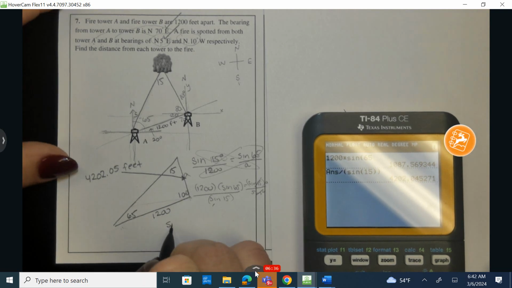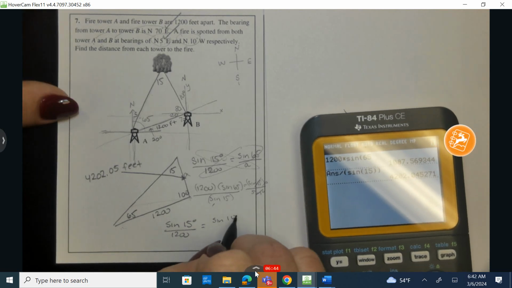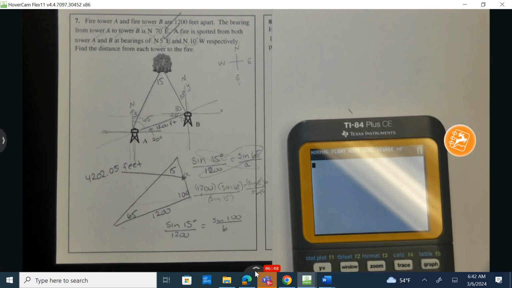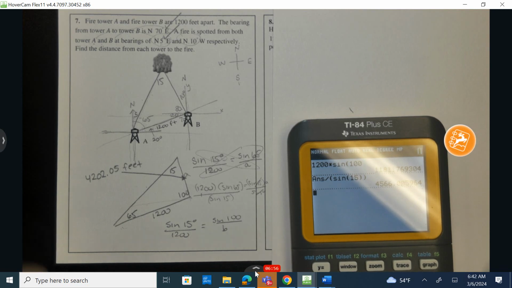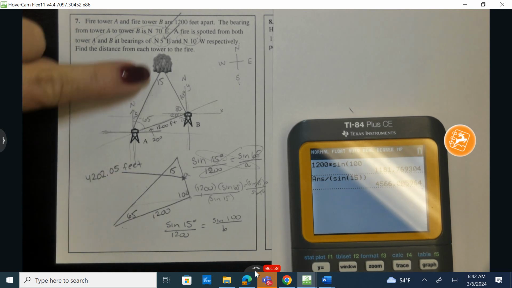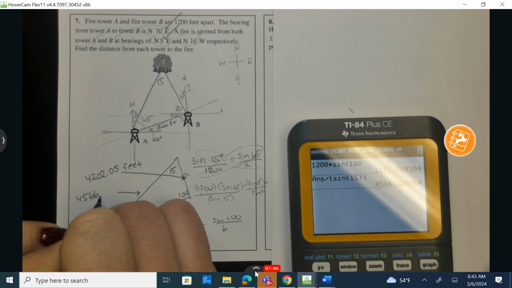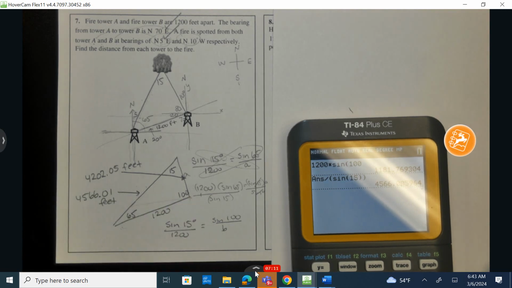So I'm going to do the same concept with sine of 15 degrees over 1200 is going to be equal to the sine of 100 over this length, which we're going to call little b. Same concept here. We're going to take 1200 times the sine of 100, and now I'm going to divide it by the sine of 15. And this length, which would be from Tower A to the fire, right here, is going to be a length of 4,566.01 feet.